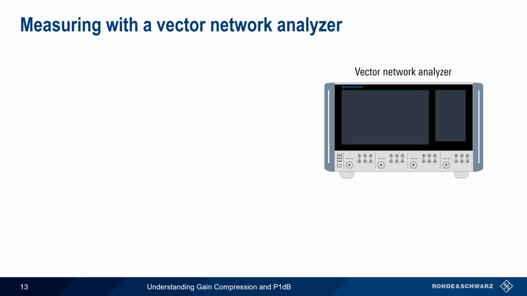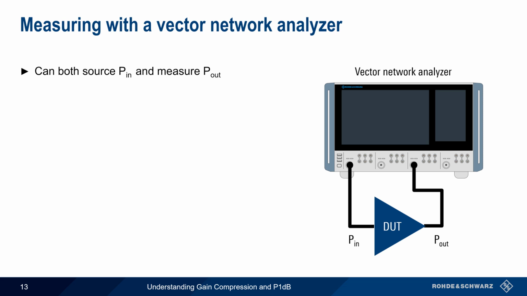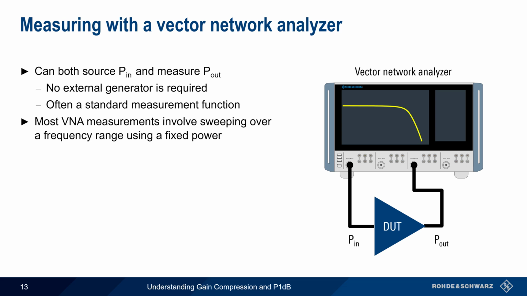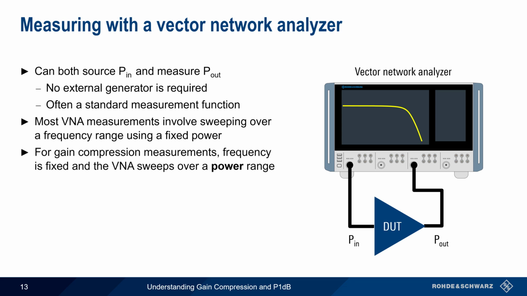The third method involves using a vector network analyzer or VNA. Because VNAs can both source P in and measure P out, this approach does not require an external RF signal generator. In fact, gain compression and P1dB measurements are a standard measurement on many vector network analyzers. Although the majority of VNA measurements involve sweeping over a frequency range using a fixed power, in gain compression measurements, the frequency is normally fixed, and the VNA instead sweeps over a power range.